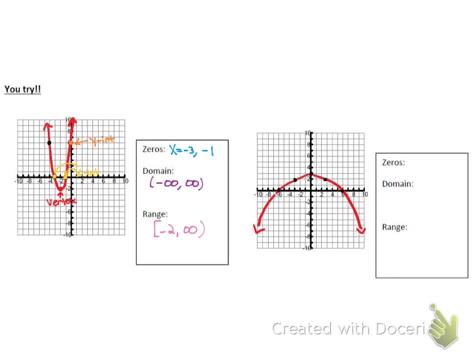towards +infinity. Then the one on the right, here are answers here. Notice the vertex and the y-intercept are in the same place. That happens sometimes. Sometimes the x-intercept and the vertex are at the same place. It all depends on the graph. And then we have two x-intercepts located right here. The zeros are at -6 and +6. Don't forget your x equals. Domain, -infinity to +infinity. And range, -infinity to +3.